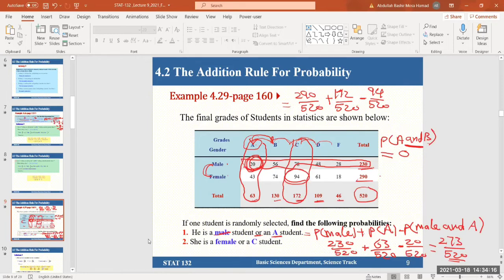Here, if we ask about or, yes, you are right. A or B. Now we add: how many students with A? 63. How many students with B? 163. So in total it is 193 over 520. It's clear? Clear.